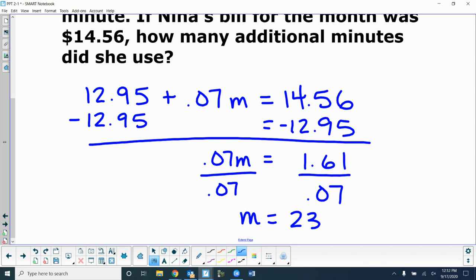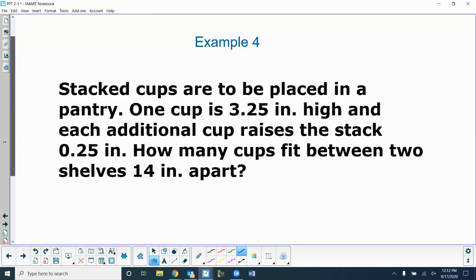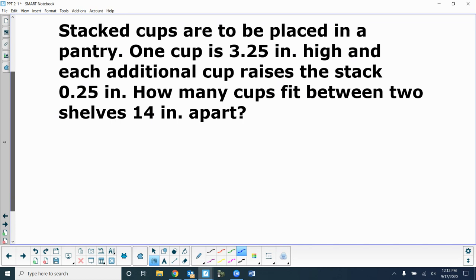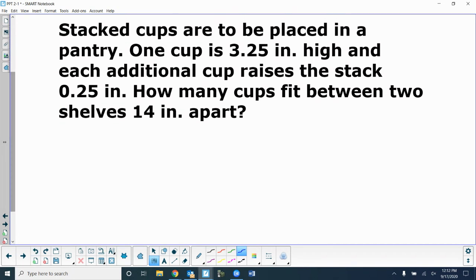Okay. Joey, what's this equation? Let me get to it. There we go. So we got a cup stack. One cup is 3.25 inches high, and then each cup that you put on top raises it 0.25 inches. So 3.25 to start. What are we going to do after 3.25?